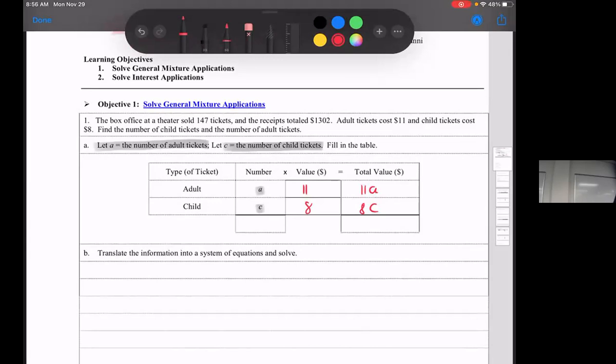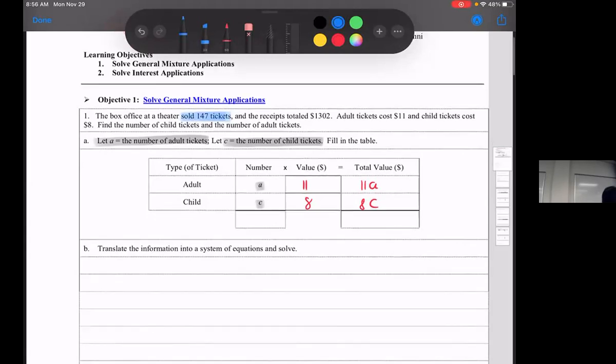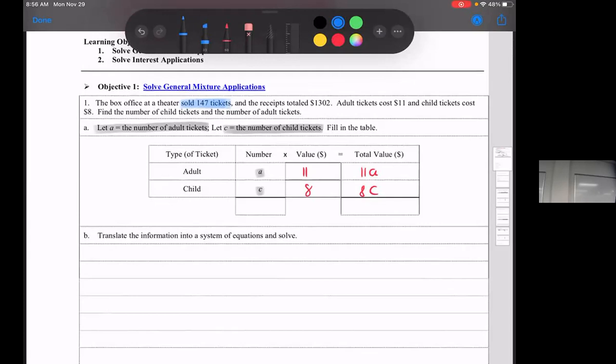Okay, let's translate into system of equation and solve. So what do we have here? They sold total of 147 tickets. So what does that mean? Good, combined adult and children tickets is 147. So how would I write it in equation? Adult tickets plus children tickets is 147. What letter we use for adult ticket? A, right? A for adult, C for children. So A plus C is equal to 147 tickets. So that's the first equation.